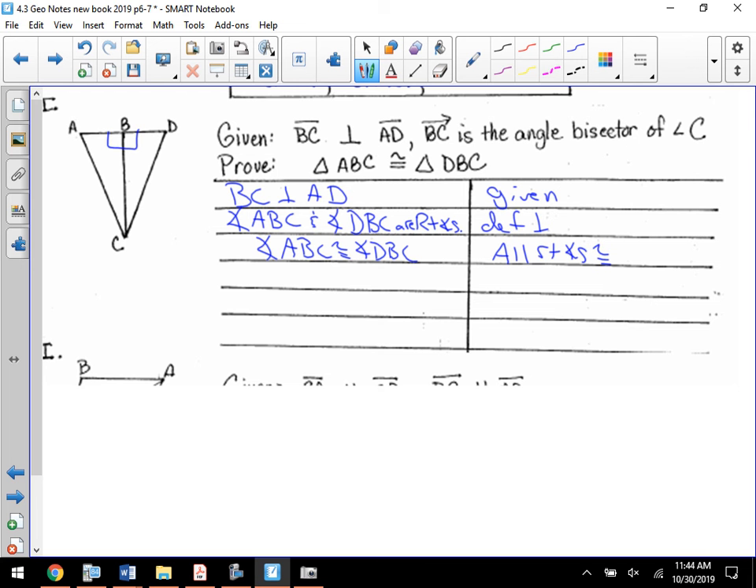Okay. When you have perpendicular, you've got 3 steps to go. We just did the 3, because that's what the sheet says. So you look at your next given. Next one says BC is the angle bisector. BC is angle bisector of angle C.